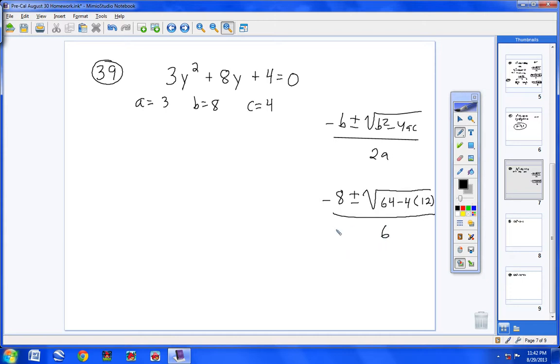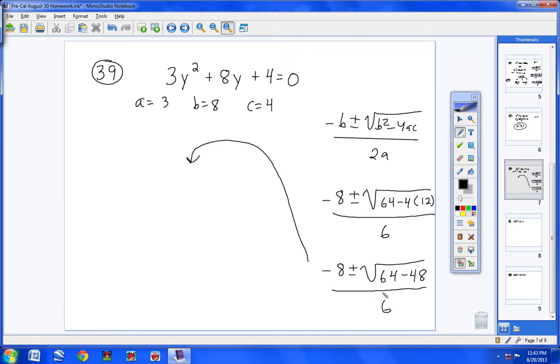All right, now remember next, a lot of students want to take 64 minus 4, and that's not correct. You do your multiplication first. So next we would have negative 8 plus minus the square root of 64. Now watch, a negative 4 times a positive 12. Negative 4 times a positive 12 is a negative 48 all over 6. Now we're going to continue this way up here.